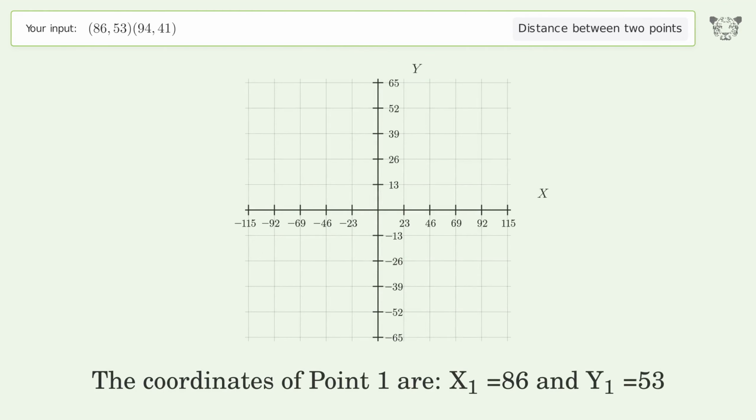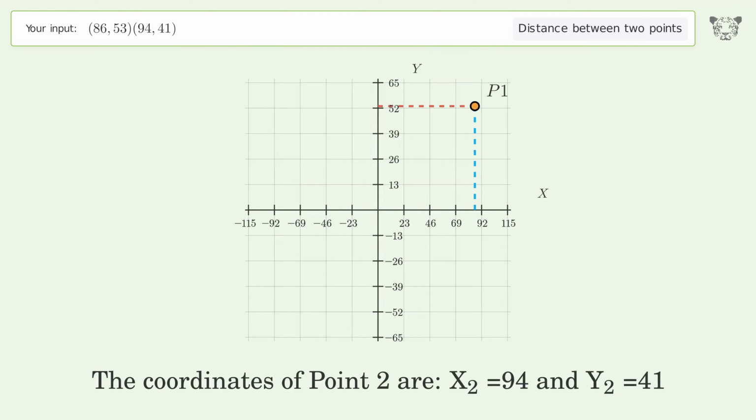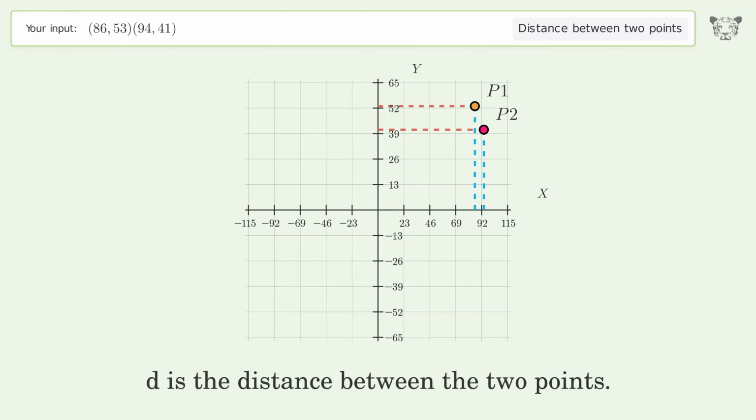The coordinates of point 1 are x1 equals 86 and y1 equals 53. The coordinates of point 2 are x2 equals 94 and y2 equals 41. D is the distance between the 2 points.